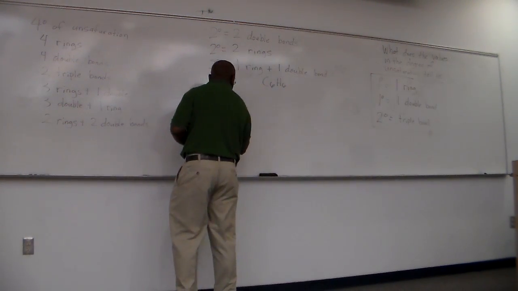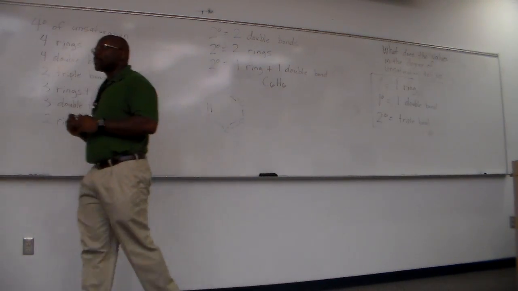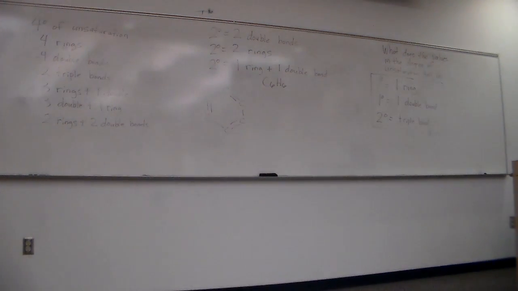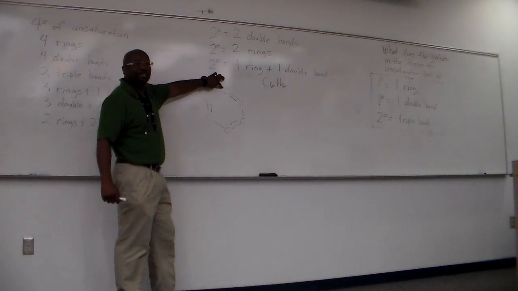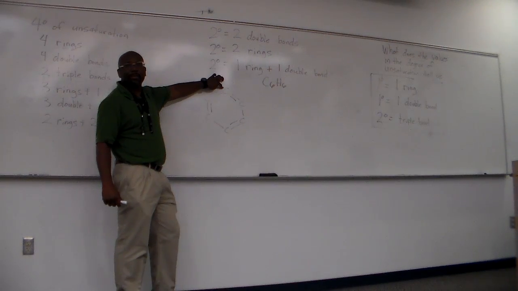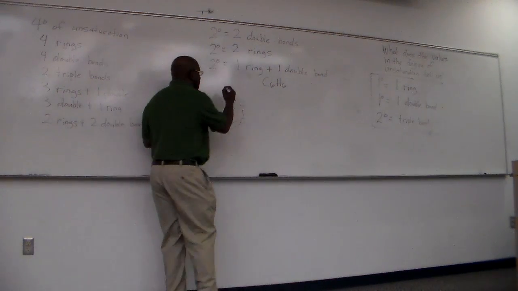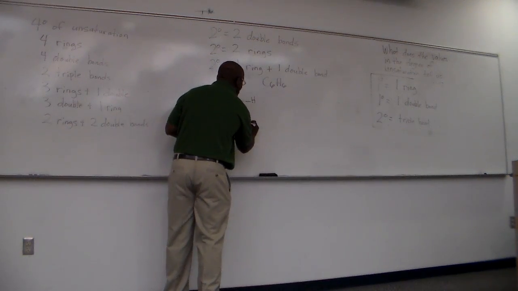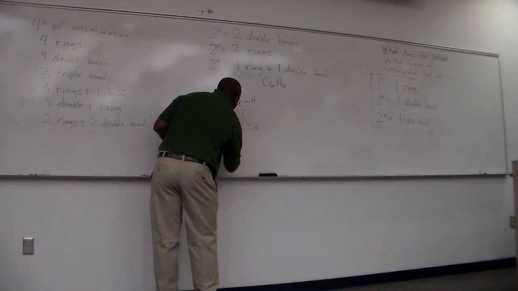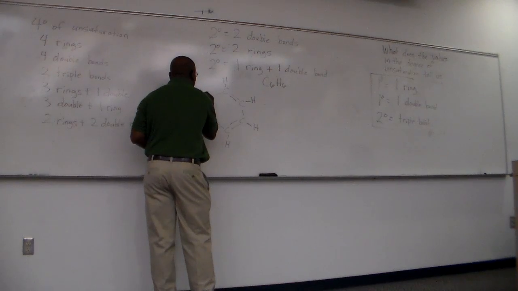1, 2, 3. This molecule has 6 carbon atoms, 3 double bonds, 1 ring. Do we have 6 hydrogen atoms attached to the molecule? How many bonds should carbon have, 1 to 4? Start with the top. How many bonds are shown? 3. I need to add a what? 1 hydrogen. 1 hydrogen. 1 hydrogen. 1 hydrogen. 1 hydrogen.